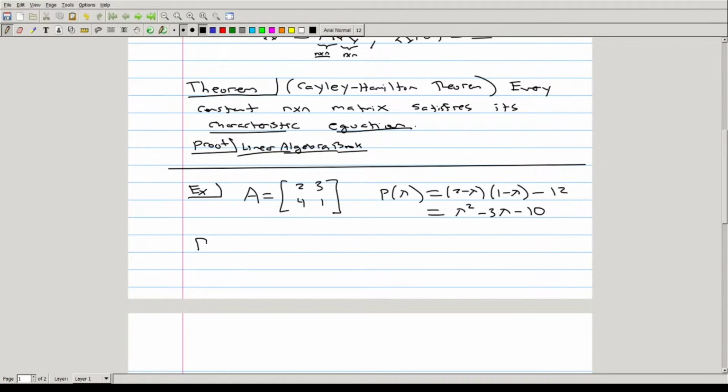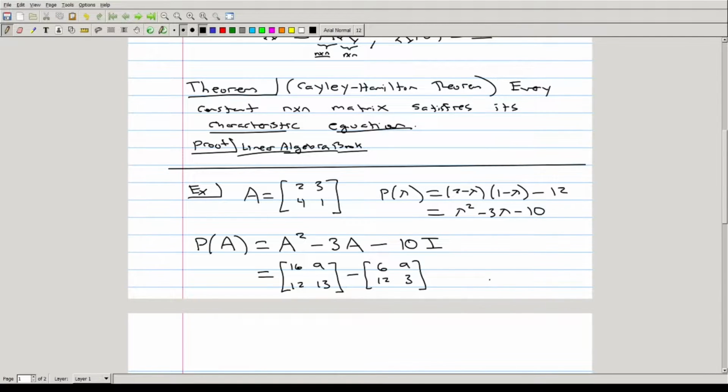If you take the characteristic polynomial of A, which is going to be the matrix A squared minus 3 times A minus 10 times I, the identity matrix, this will reduce to 16, 9, 12, 13, minus 6, 9, 12, and 3, minus 10, 0, 0, 10, which results in 0, 0, 0, 0.